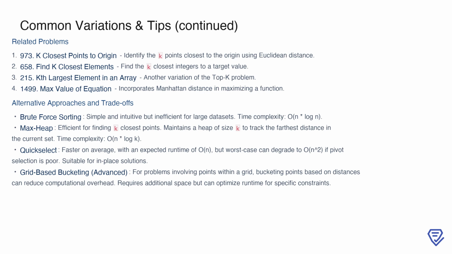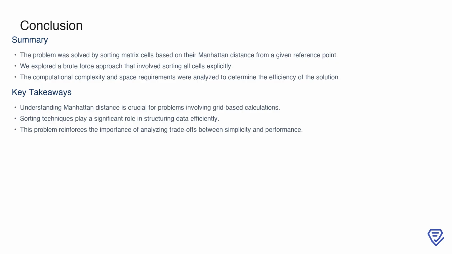For grid-based problems, advanced techniques like bucketing points by distance can optimize runtime further, though they may require additional space. Understanding these trade-offs and tailoring your approach to the problem constraints is key to crafting an efficient solution. Great job! We covered problem number 1030 by sorting matrix cells based on their Manhattan distance. We emphasized key concepts like distance calculations and sorting efficiency.